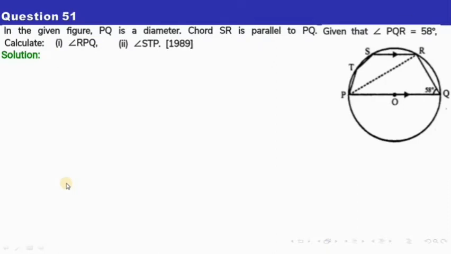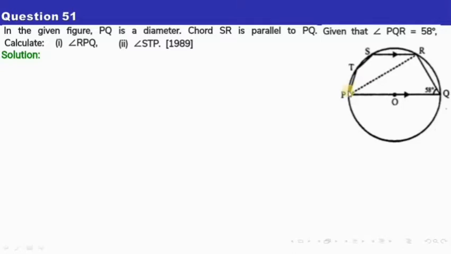Let's have a look at question number 51. The question says, in the given figure, PQ is the diameter, and chord SR is parallel to PQ, as given here. It is given that angle PQR, that is this angle, is 58 degrees. We need to calculate angle RPQ, that is, this angle. And the next one is angle STP, so we need to calculate this one.